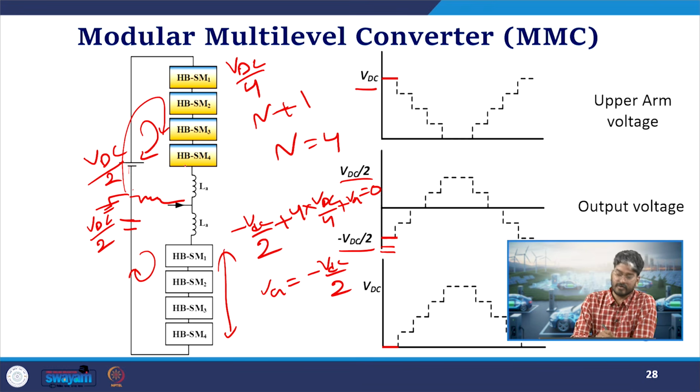It is equal to VDC because all 4 of them are on and each of them is rated to VDC by 4. VDC by 4 into 4, that will be generating VDC. What is the voltage generated by the lower arm? It is equal to 0.